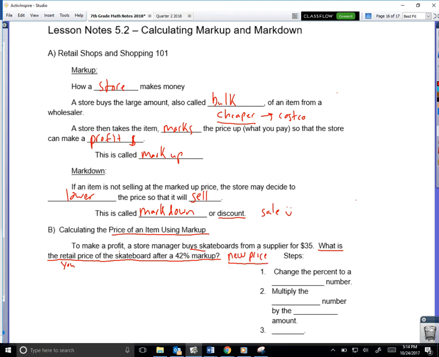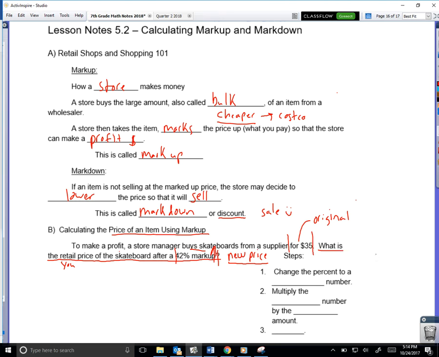So let's get some brackets for our math facts here. The manager buys skateboards for $35. That's how much they pay. That's going to be the original, because that's what they bought it for. And we want to find the retail price, what you pay for the skateboard after a 42% markup. A markup is going to be an increase. It's now going to cost more money to buy that in the store. So we're going to figure out what that new price is.